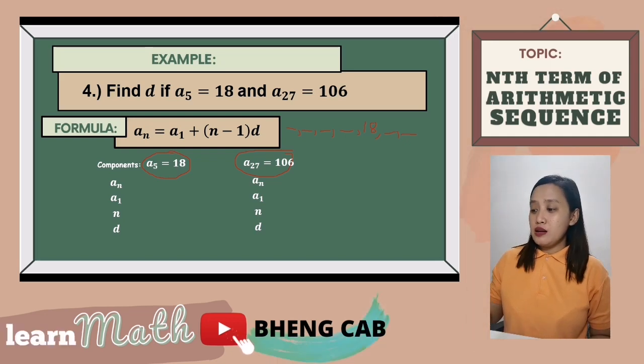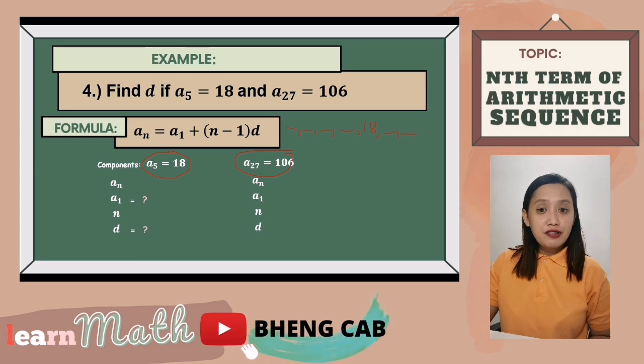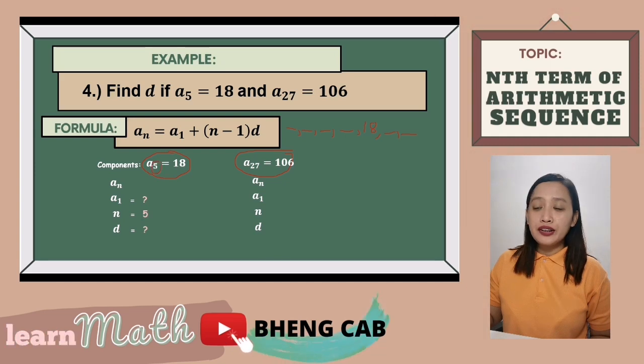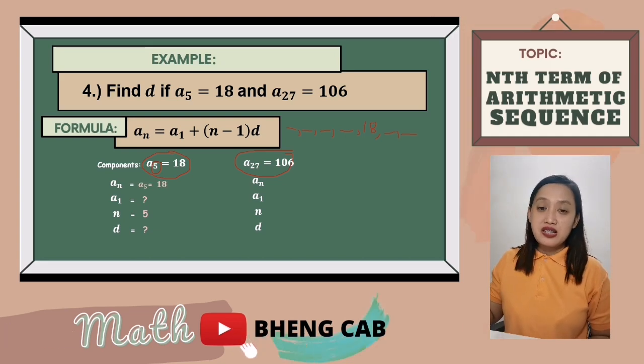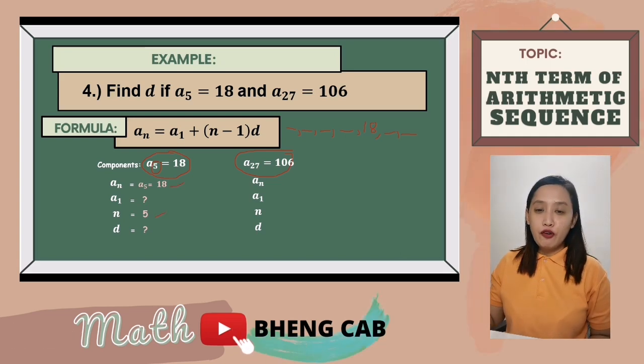So, try natin pa rin. Meron tayong a sub 1? Wala. So, question mark. Meron ba tayong common difference? Wala rin po. Meron ba tayong n? Yes. Yung n natin, ito yung subscript, ordinal of the term. N equals to 5. At alam natin na yung a sub n na meron tayo is just a sub 5, which is equal to 18. Okay? So, ibig sabihin, ito at ito lang yung nakuha nating value. Dalawa lang out of 4.